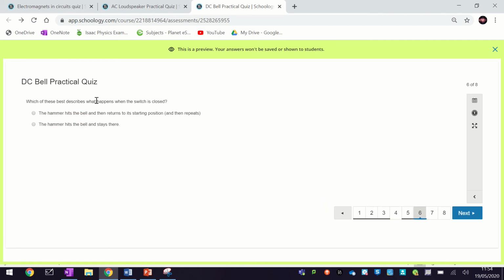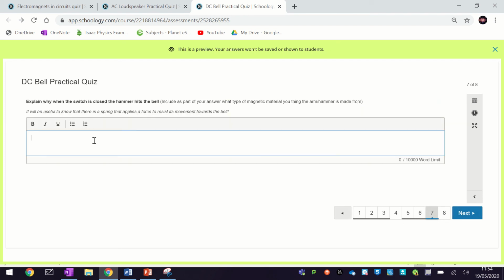So which of these best describes what happens when the switch is closed? Well, as you will have seen when I played the video, essentially it produces a periodic sound because the hammer is repeatedly striking the bell, but in between it returns to its starting position, and then that whole thing repeats over again.